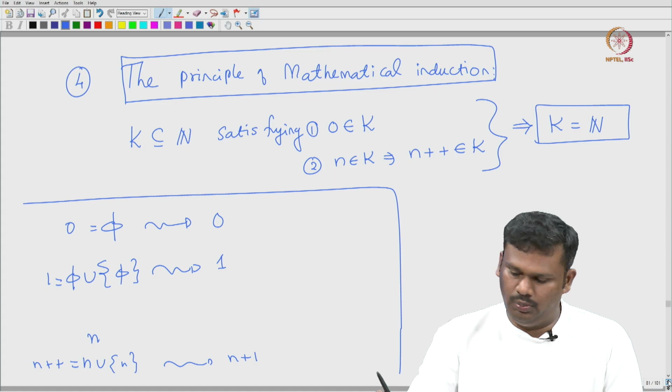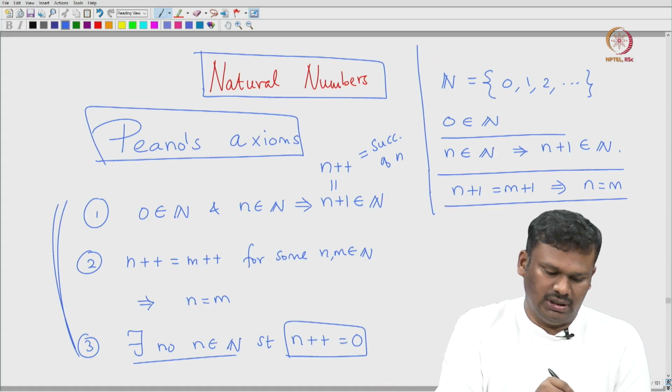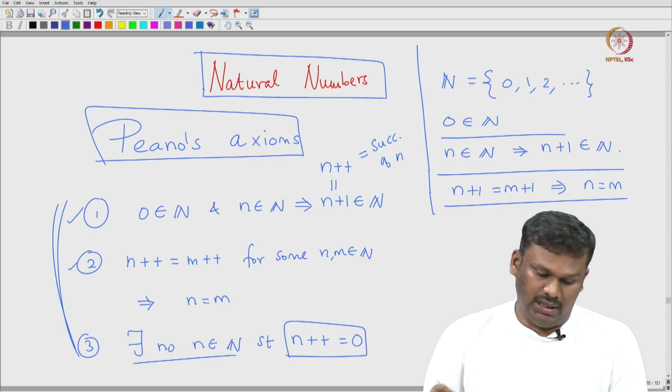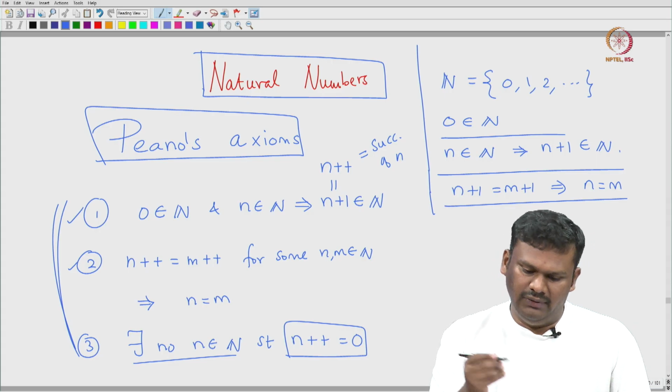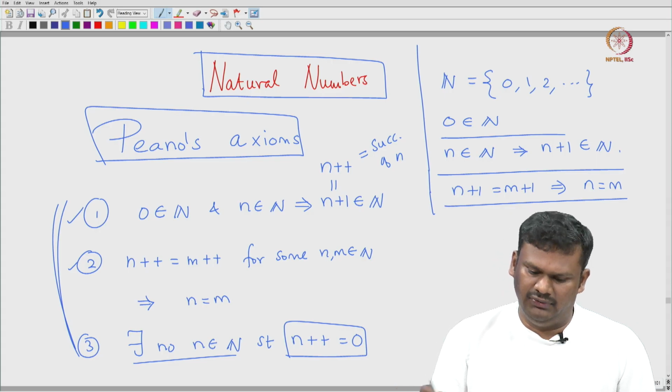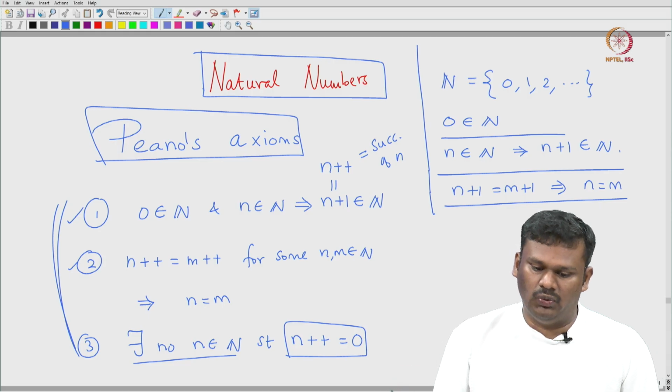Similarly, one can prove the first one and second one; they are all true. I will leave it to you to think about it. It is not very difficult; the formulation is what is important.